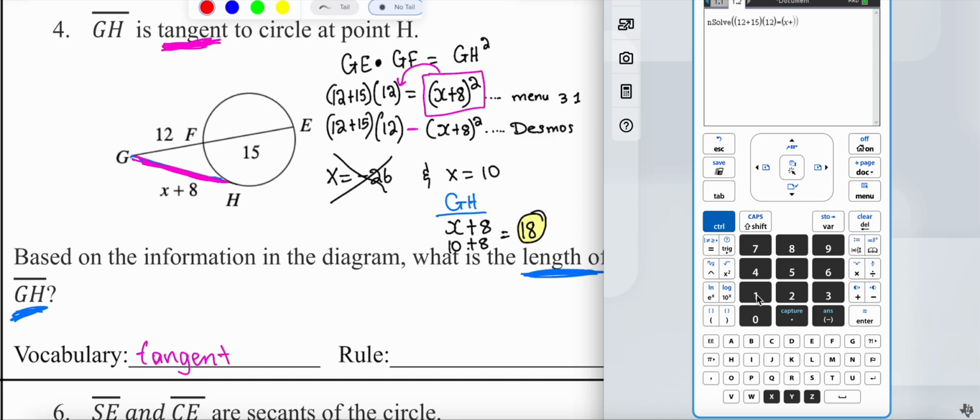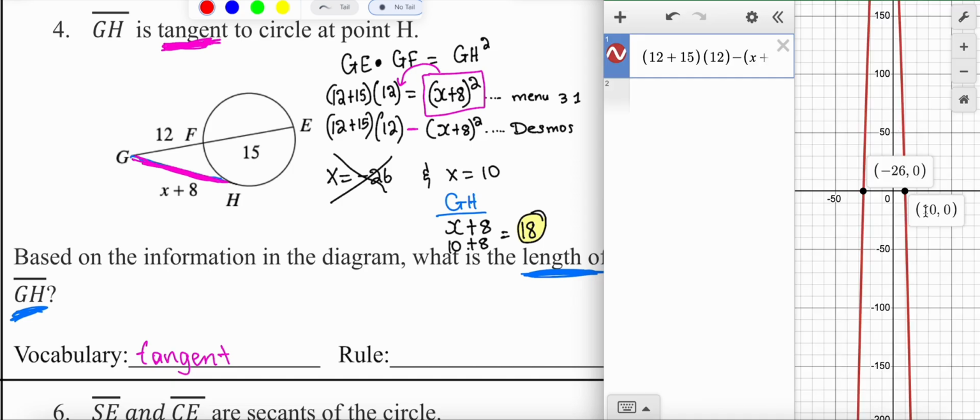x plus 8 squared, comma, x, enter. So notice when we did it in the menu 3-1, it only gave us the 10. However, when we do it in Desmos, it gave us the 10 and the negative 2.